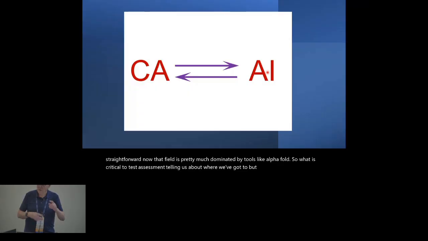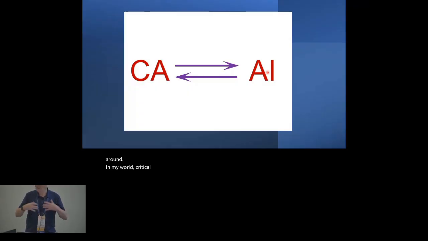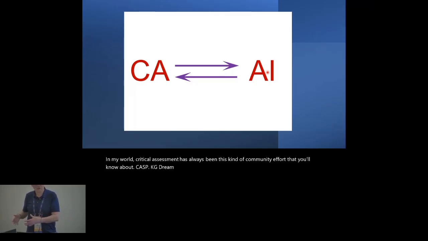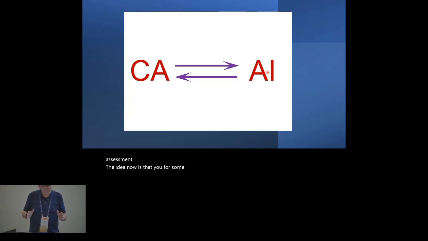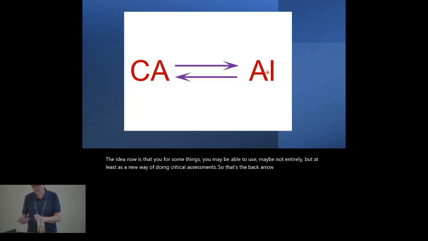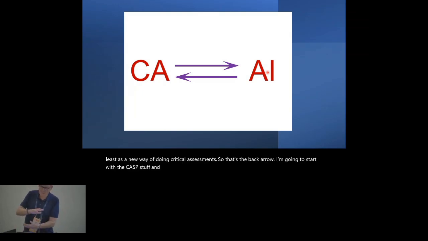But then I want to turn it around. In my world, critical assessment has always been this kind of community effort that you all know about, CASP, CAGI, DREAM, and so on, where the community does most of the critical assessment. And the idea now is that for some things, you may be able to use AI, maybe not entirely, but at least as a new way of doing critical assessment. So that's the back arrow. I'm going to start with the CASP stuff and then flip it and go the other way, and I'll try and make that fit.